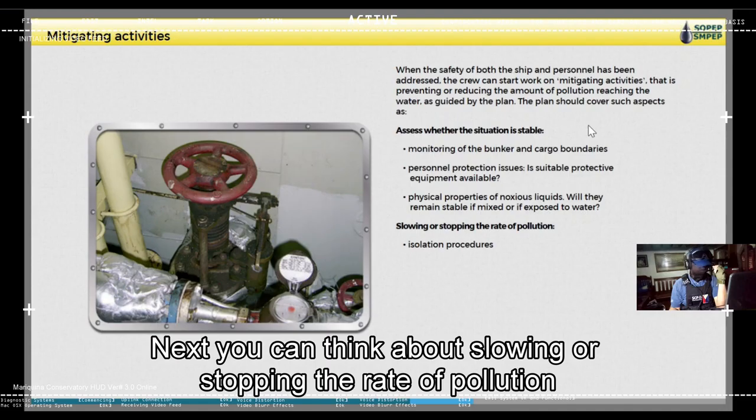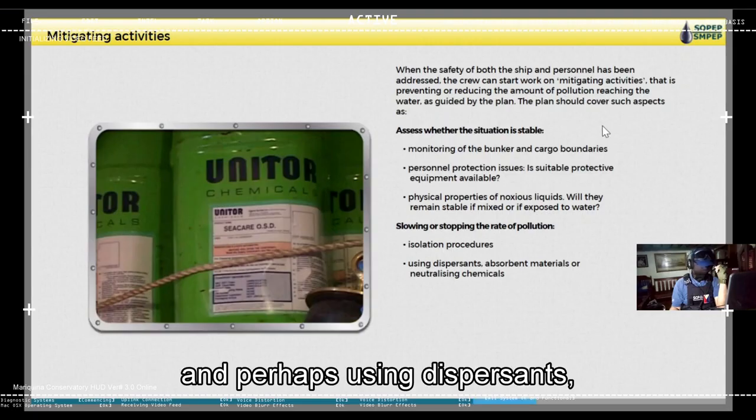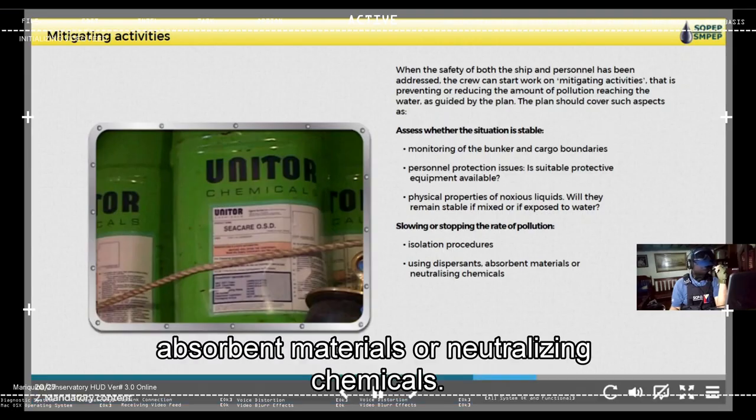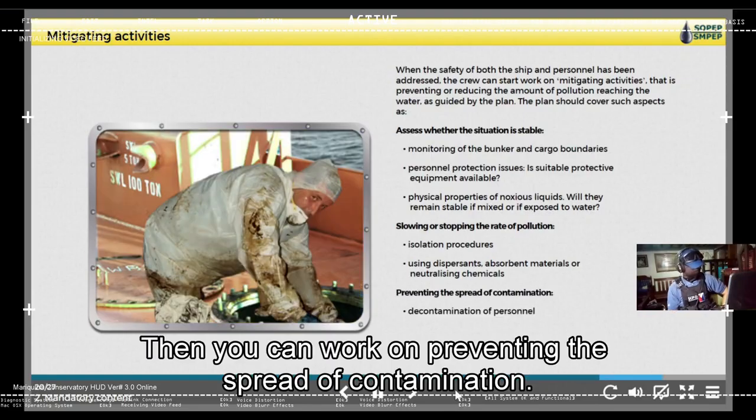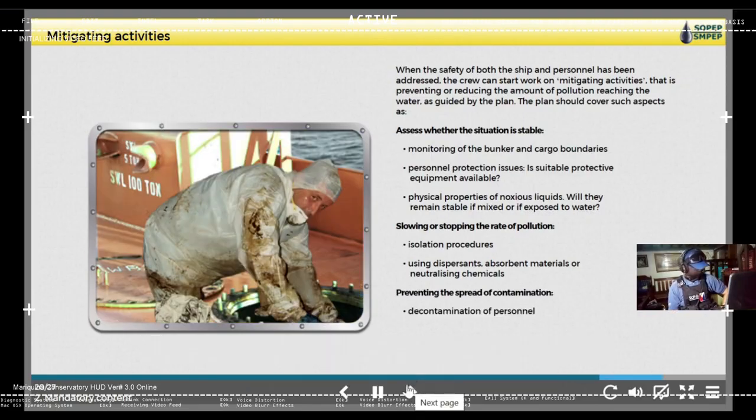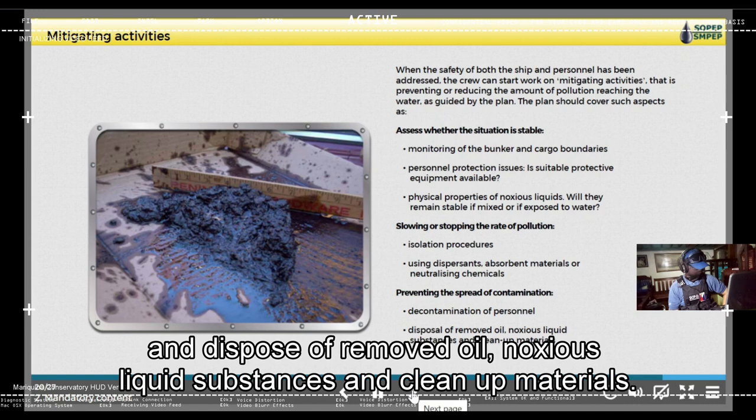Next, you can think about slowing or stopping the rate of pollution by isolating leaks and perhaps using dispersants, absorbent materials, or neutralizing chemicals. Then you can work on preventing the spread of contamination, remembering that people's clothing and boots can spread the oil or chemical, and dispose of removed oil, noxious liquid substances, and clean-up materials.